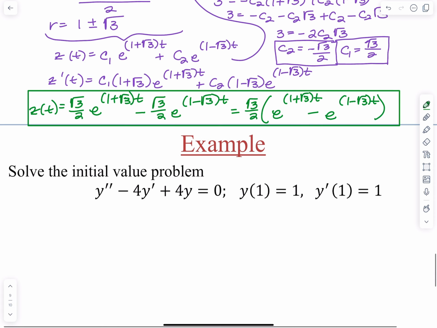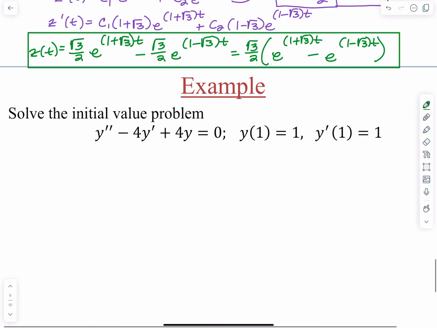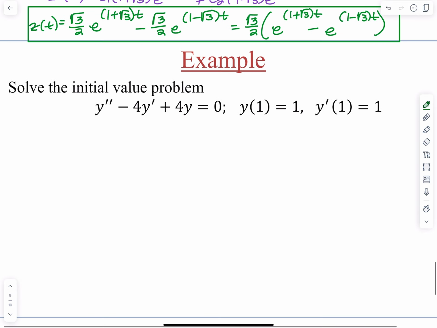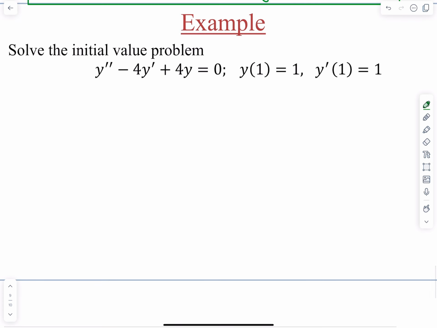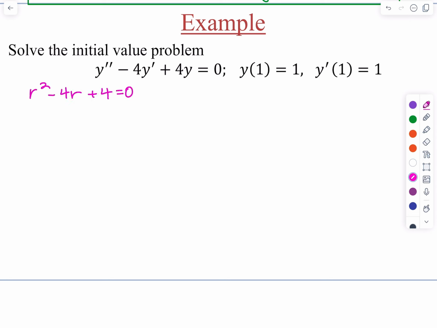Let's take a look at our next example. Solve the IVP y double prime minus 4y prime plus 4y equals 0, and we are given two initial conditions. Let's write our auxiliary equation. We have r squared minus 4r plus 4 is equal to 0, and we come up with r minus 2 all squared, or we can write it as two binomials multiplied together. So we have a double root, r equal to 2.